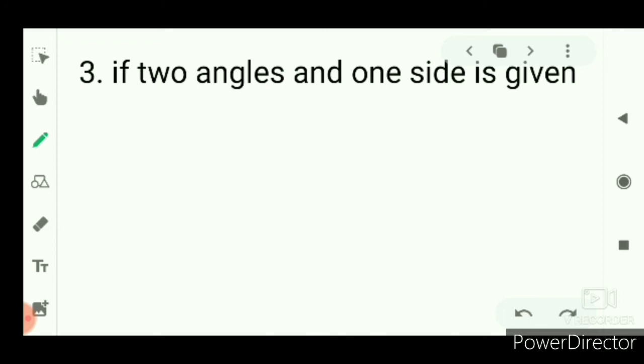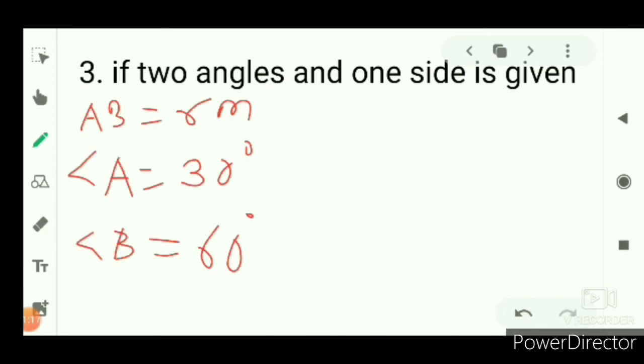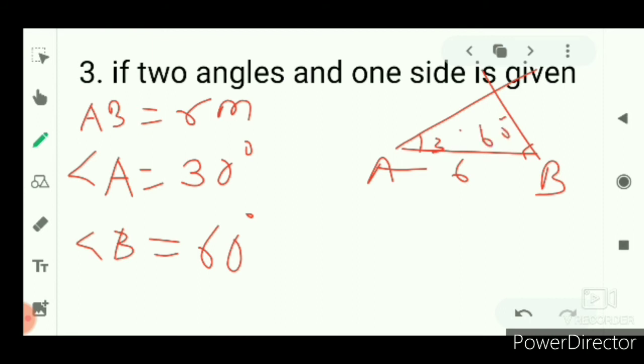2 angles and one side. Okay, so first of all we will draw the rough figure of triangle ABC. This is AB, 6 centimeter, and angle A is 30 degree, angle B is 60 degree. Okay, we will always make the angles on the base side.